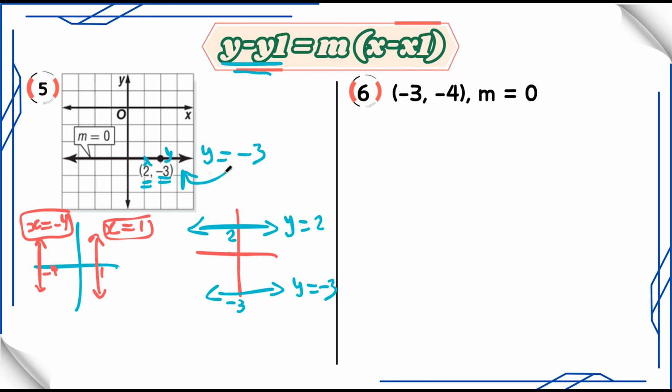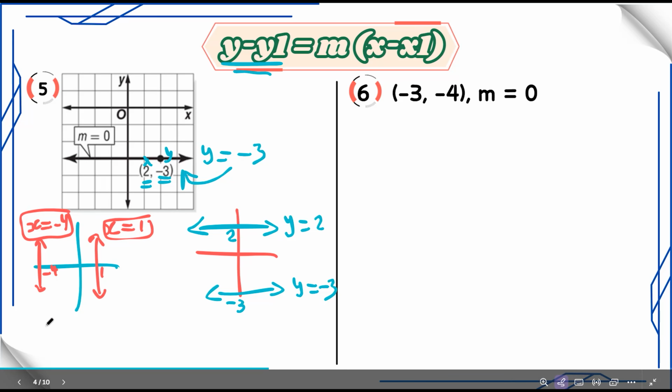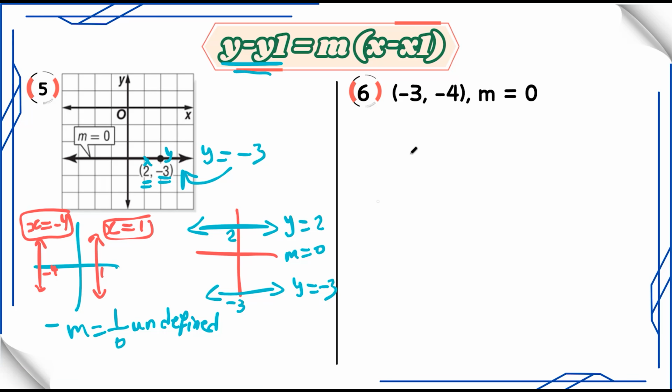Also remember, for a vertical line, its slope will be 1 over 0, undefined. And for a horizontal line like this, its slope will always be 0. Then in this case, we can say the slope here is 0, yes? Then this is a horizontal line. Then its equation will always be y equals. This is x, this is y. Then we take it, negative 4.